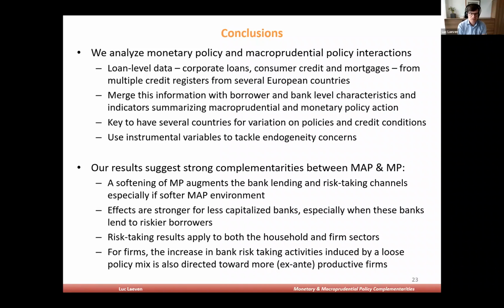These risk-taking results apply generally to both sectors. And when we zoom in on firms, we also find a bright side of risk-taking, which is that increased risk-taking of the loose monetary policy, macroprudential policy mix actually ends up going to more productive firms. And this is also one of the first papers we know of that considers this more positive aspect of the risk-taking channel. Thank you very much for your attention.